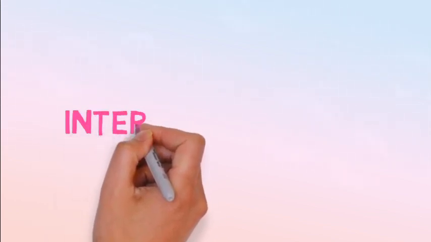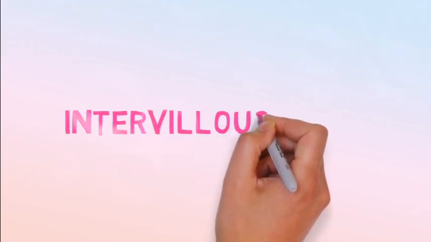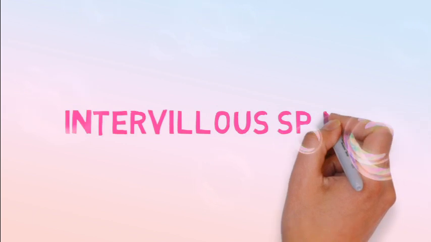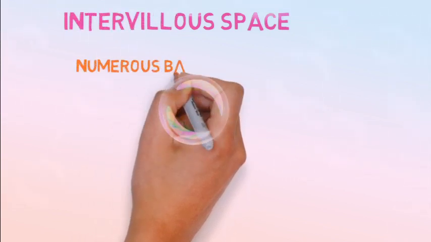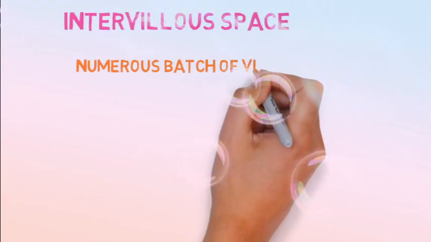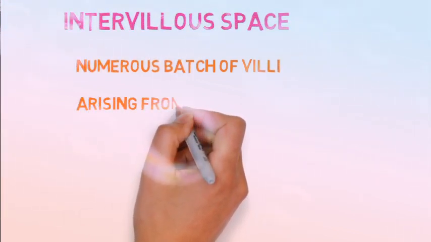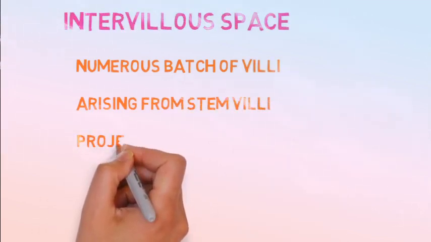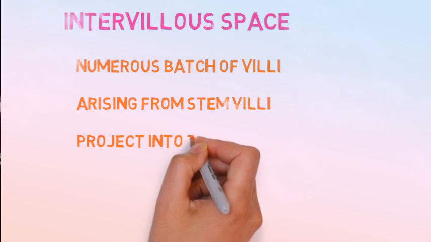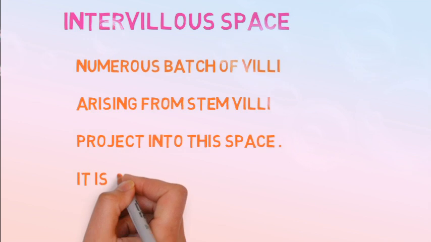Next we are going to discuss the intervillous space. From its name itself you can understand what the intervillous space is. It's a space between the villi, isn't it? We can see there are numerous branches of villi projected into this space. So this space is known as the intervillous space. Here we can see the maternal blood is filled in this particular space. So that is known as the intervillous space.